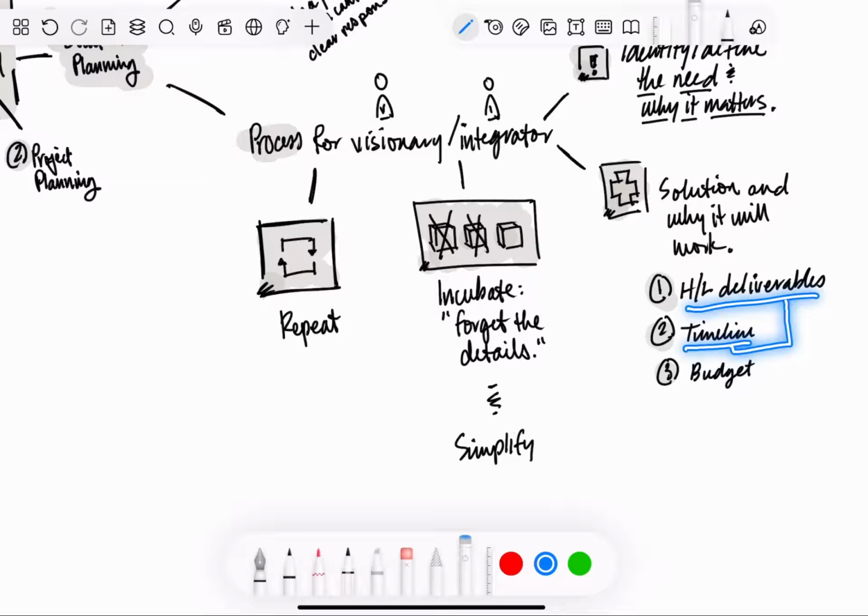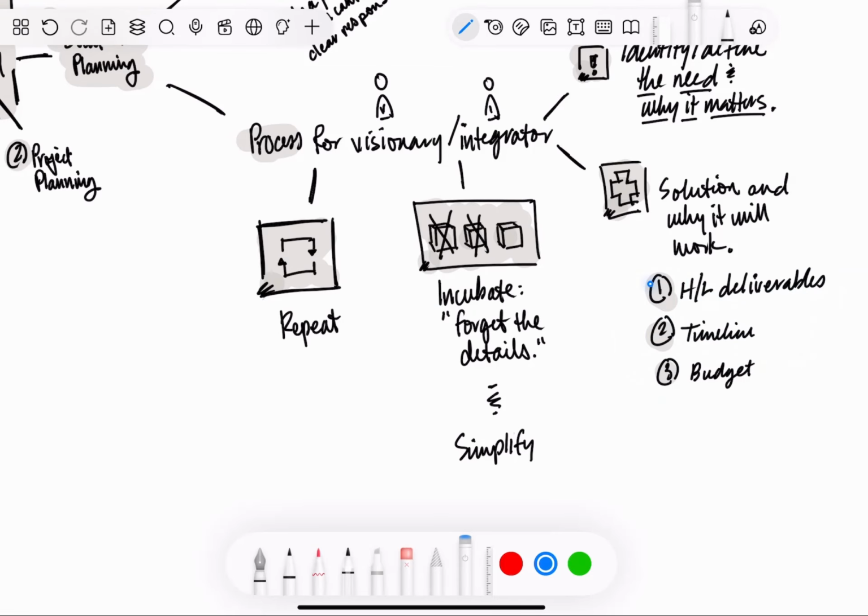First, deliverables and when we're going to need them. Or you might even start with timeline. Like, when are they due? Either way, you're doing high-level deliverables and timeline. Once you get those simplified, you can move down to the budget, because then you're going to be like, all right, cool. Let's talk about how much it's going to cost.